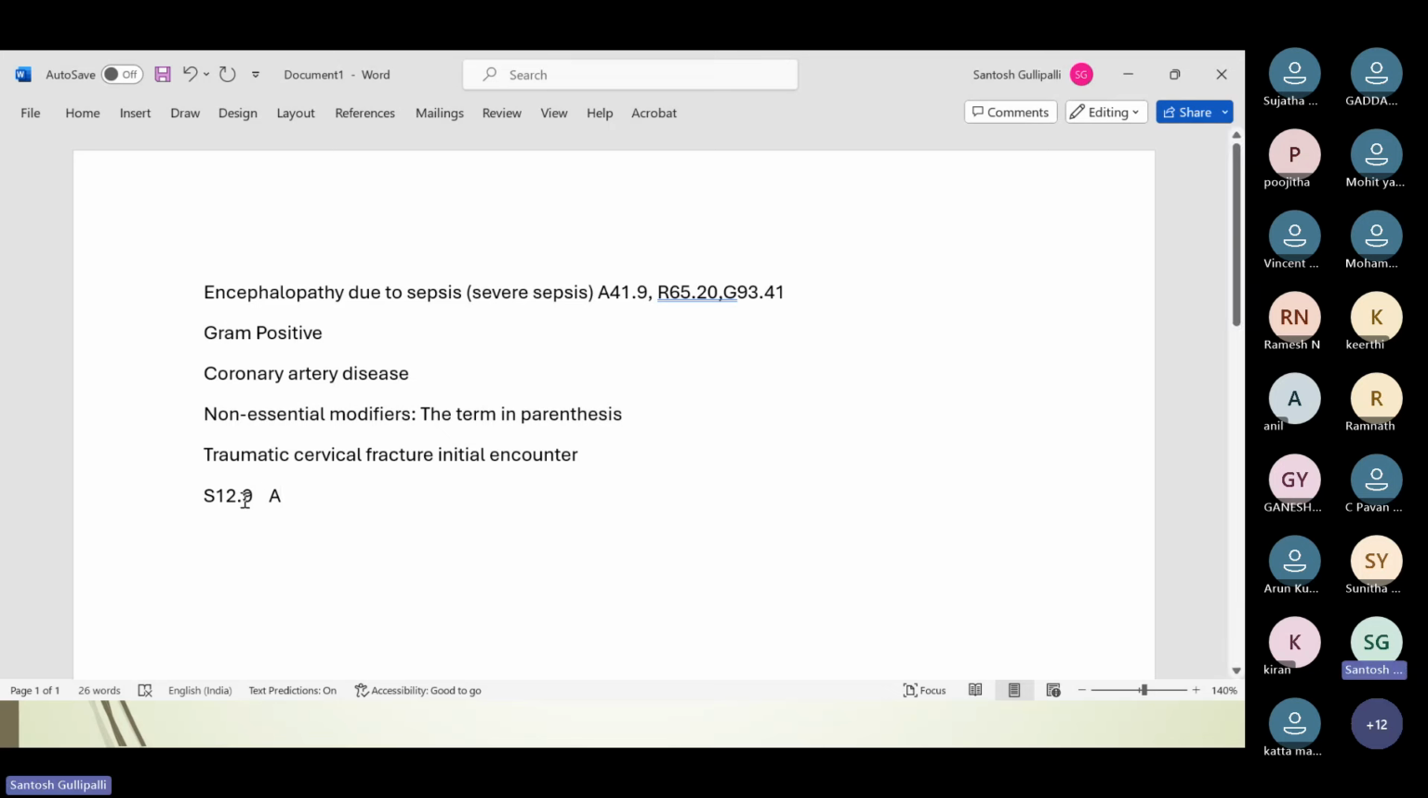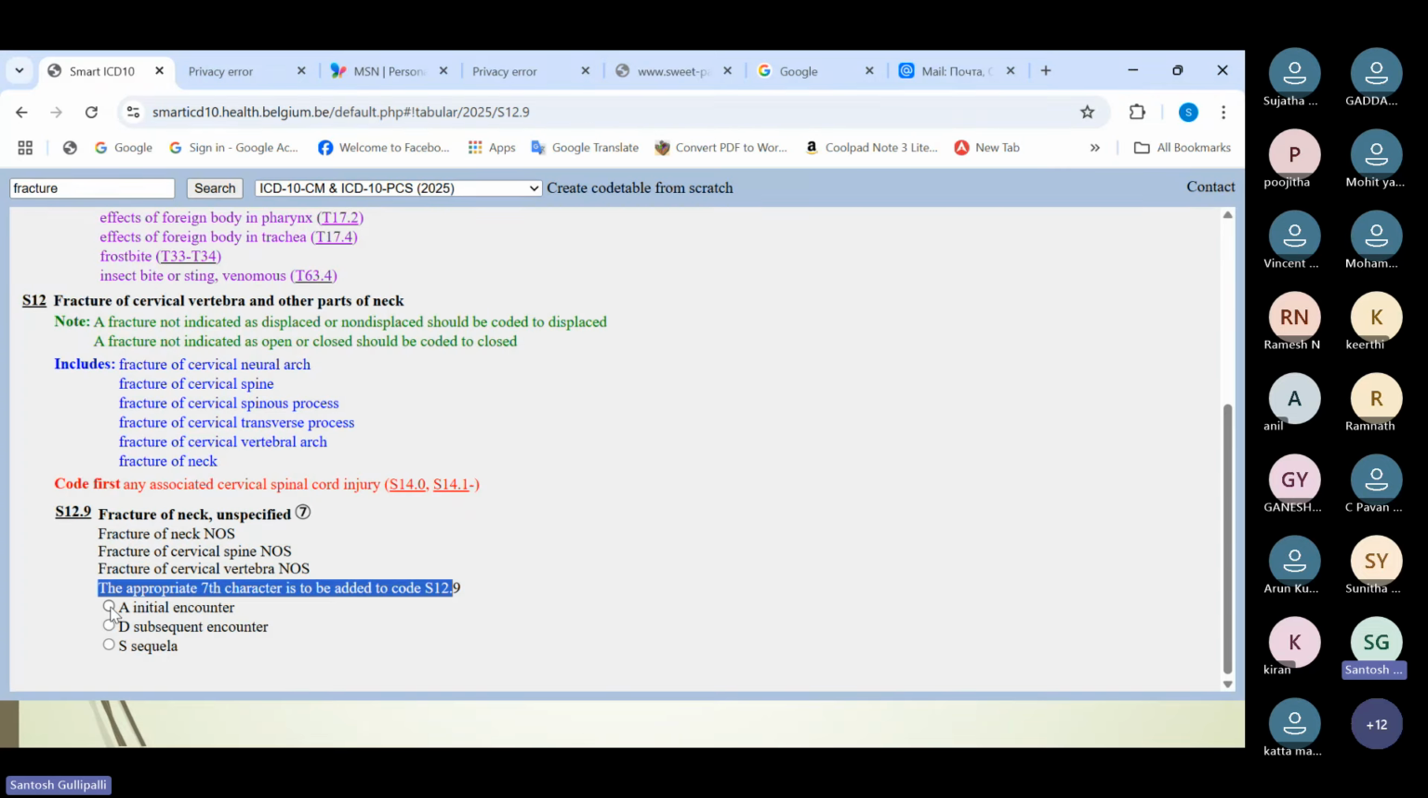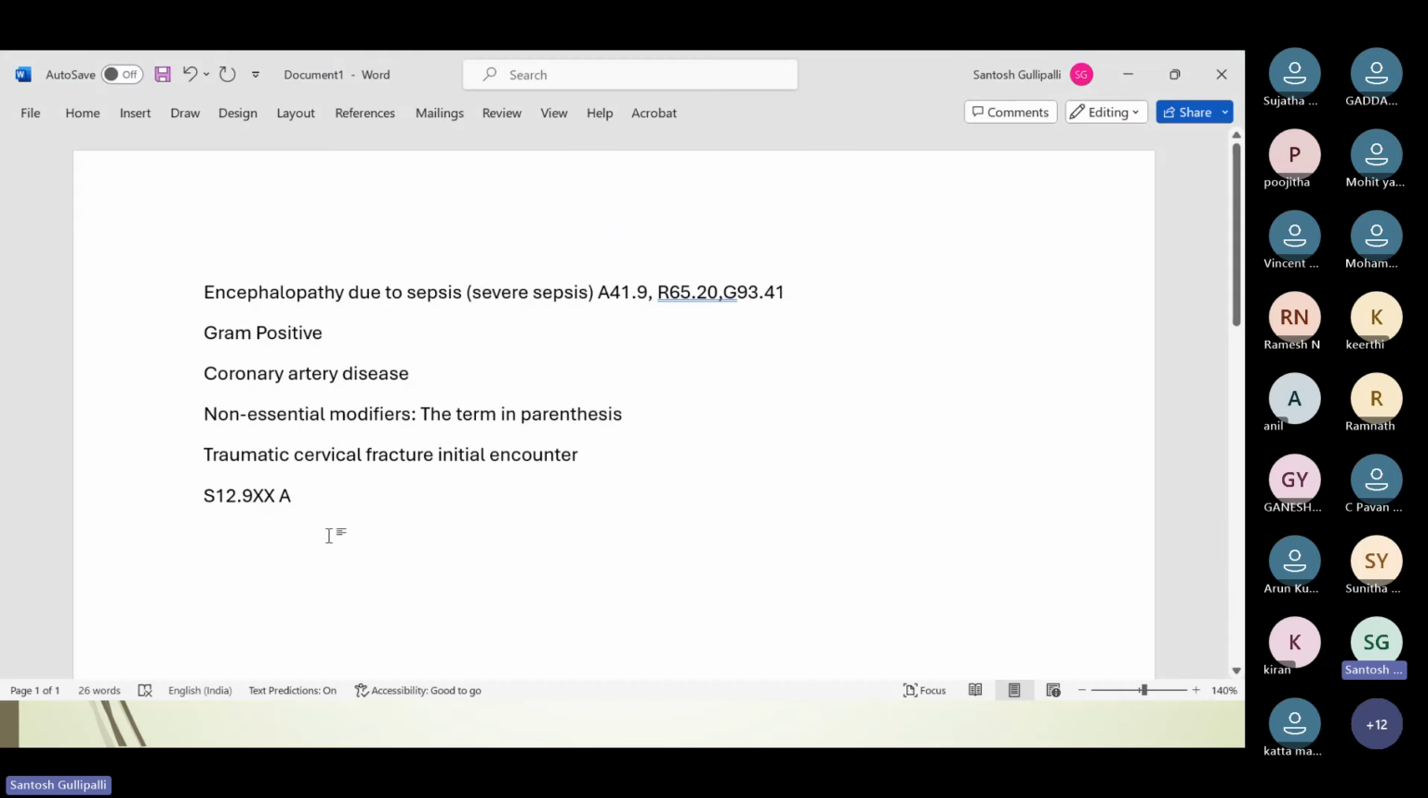S12.9, so the seventh character A. There is no fifth character, there is no sixth character. In place of fifth and sixth characters, you can assign placeholder X. So you can select the option A. For example, see the code S12.9XXA. So the complete code is S12.9XXA.